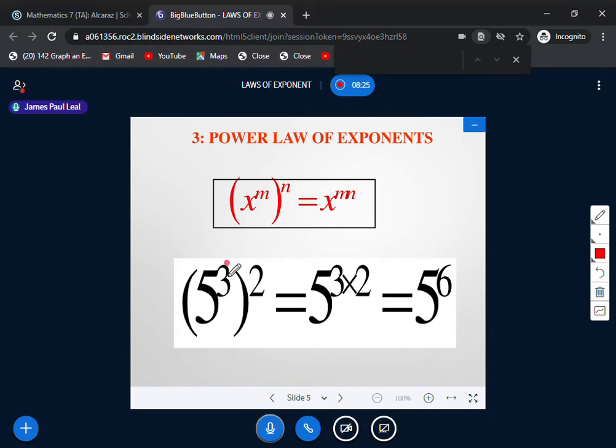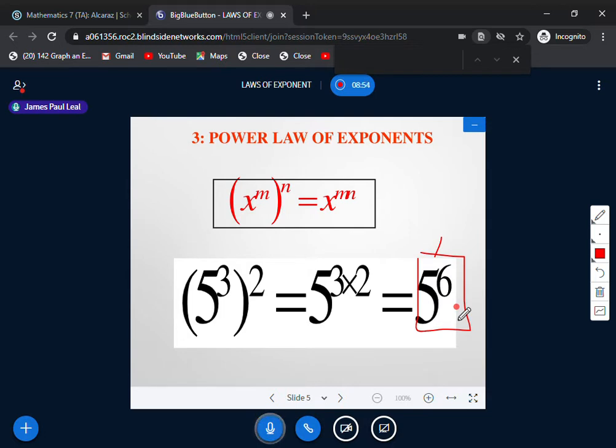So you have your 3 times 2, you will be having 6 here, right? As you can see here, 3 times 2 will be 6. So copy the variable or the base that you have here. The number is actually 5. So you will be having 5 raised to 6. This will be the result, actually. It doesn't matter if you're going to simplify this one, but this will be the concept.